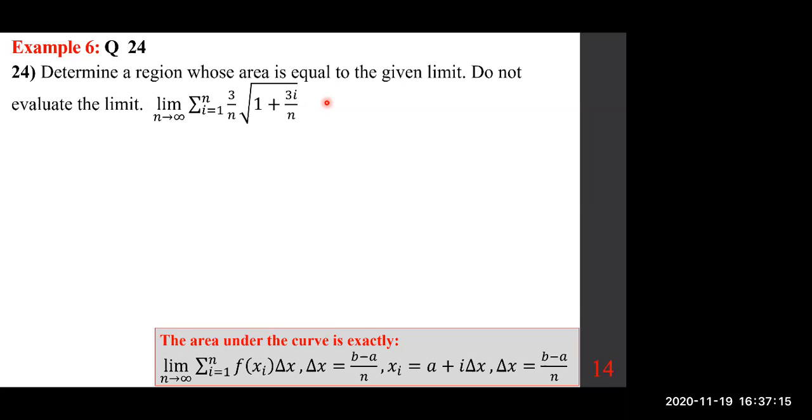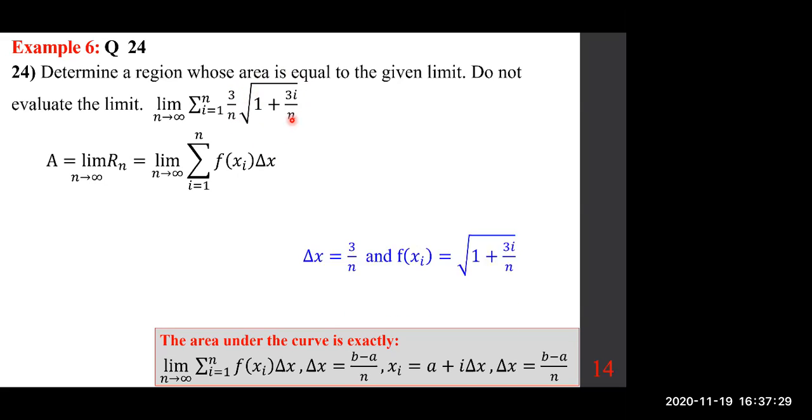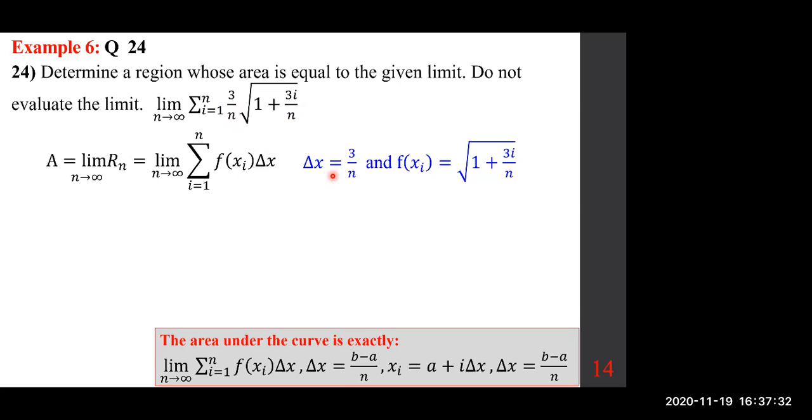First, we have this, and we know delta x by way of comparison. We are comparing these two. Delta x seems to be this one, and this should be f of x of i. So this first piece is your delta x, which is b minus a over n. This is b minus a over n, and this is square root of 1 plus 3i over n, your f of x of i. So, one easy way: this is 3 over n, b minus a over n. So 3 is b minus a, and could be any number.